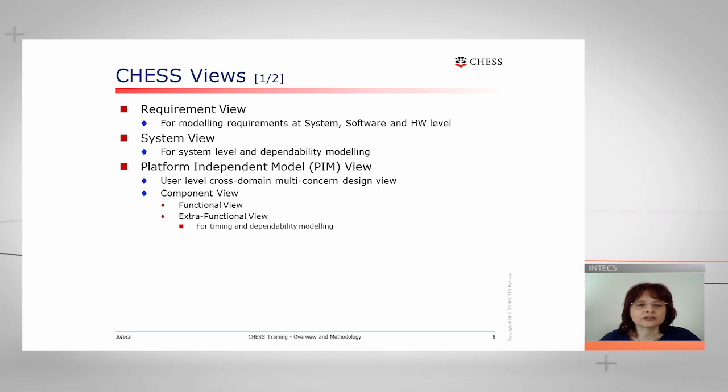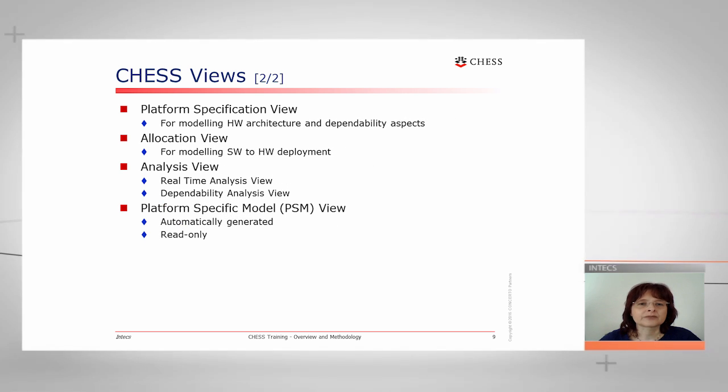behavior in the functional view, and can define their extra functional properties in the extra functional view, where you can model the component's timing and dependability aspects. The platform specification view is where the user can model hardware architecture and dependability aspects of it. The allocation view is used for modeling the software to hardware deployment.